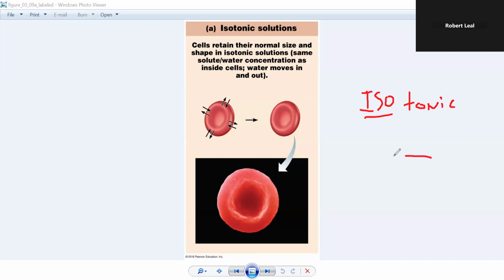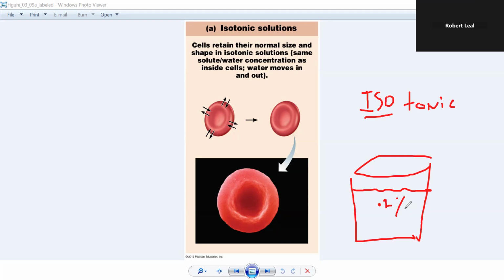So let's just say you have a beaker of water. You draw the beaker. And you have decimal 0.2% solutes. And then the rest is water. And in the cell, you have the same amount of solutes, 0.2%.